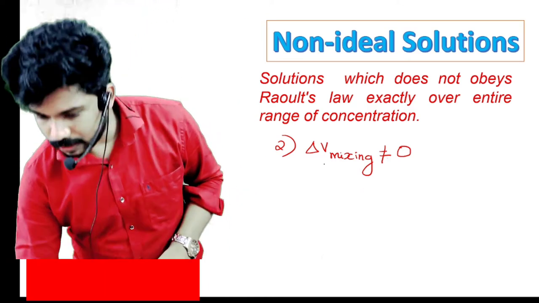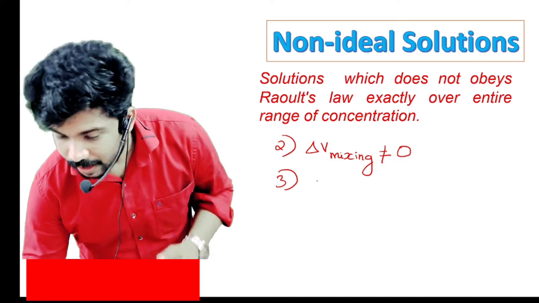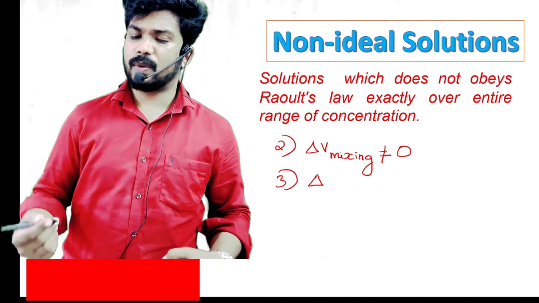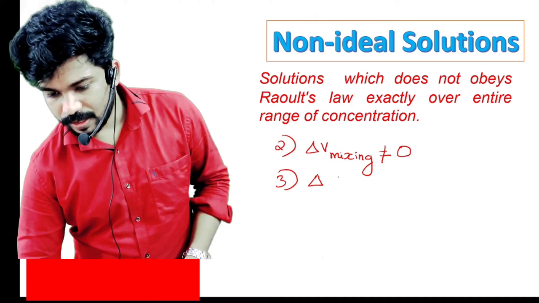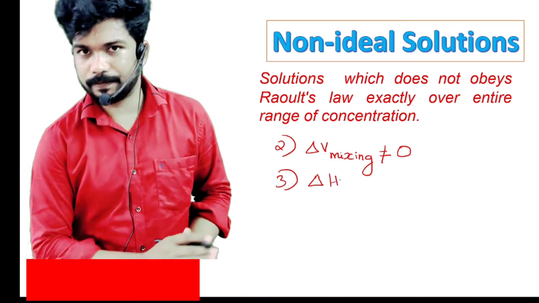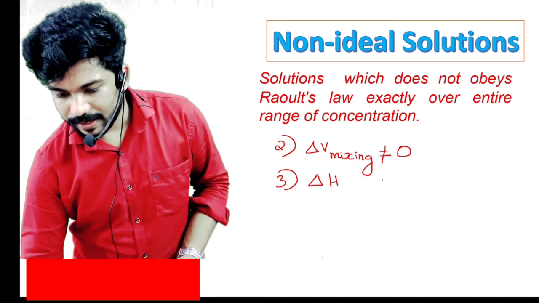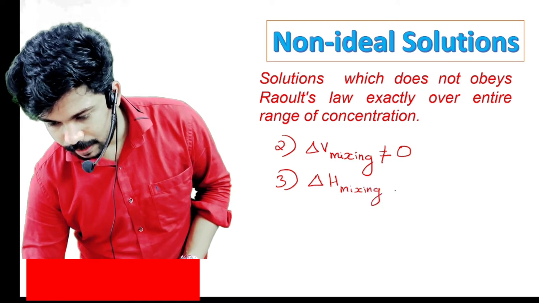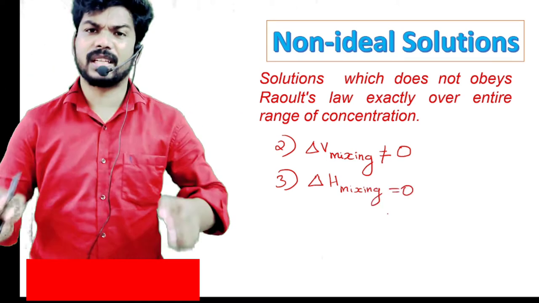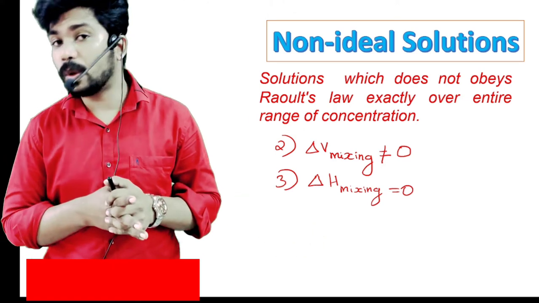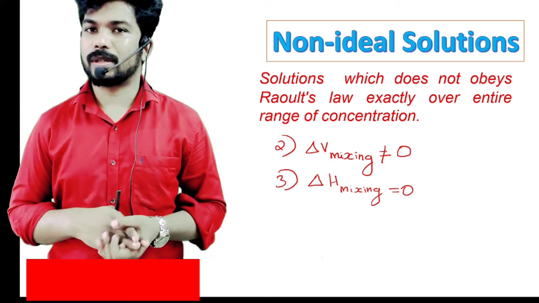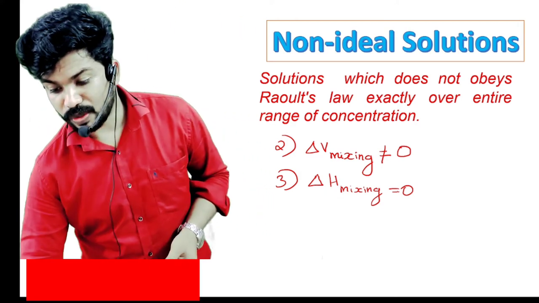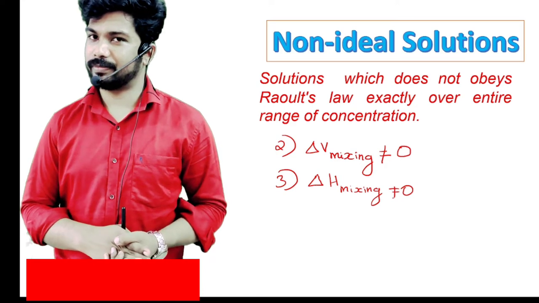Let's go to the third condition. In the case of ideal solution, delta H mixing is equal to 0. That is, no heat is released or absorbed in an ideal solution. But here we are dealing with a non-ideal solution. Therefore, it will be not equal to 0.